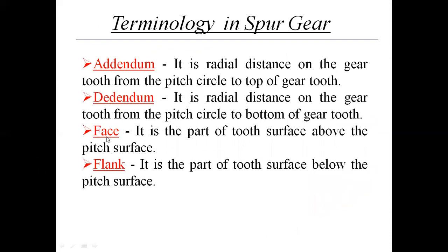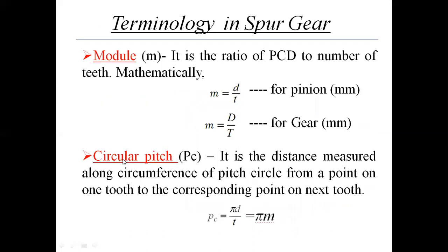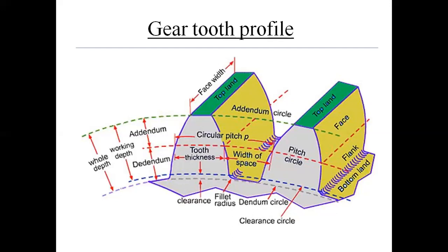Next is face and flank. Again, you can see here in this figure, face is that part of the tooth surface which is above the pitch surface. This yellow shaded portion above the pitch circle, from the pitch circle up to the top land, is nothing but face. It is called a face.